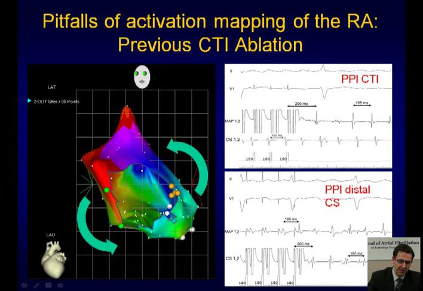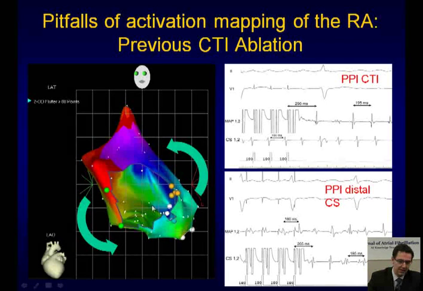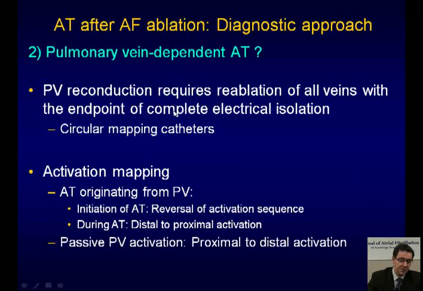However, when performing the PPI in the distal CS, as shown in the right tracing here, you can see that the return cycle length is well within the 20 milliseconds. In fact, this was a case of a perimitral flutter, but the map on the right side looked like a typical counterclockwise flutter because of the previous isthmus line. This is to demonstrate that entrainment mapping should always be performed after activation mapping to confirm the mechanism.